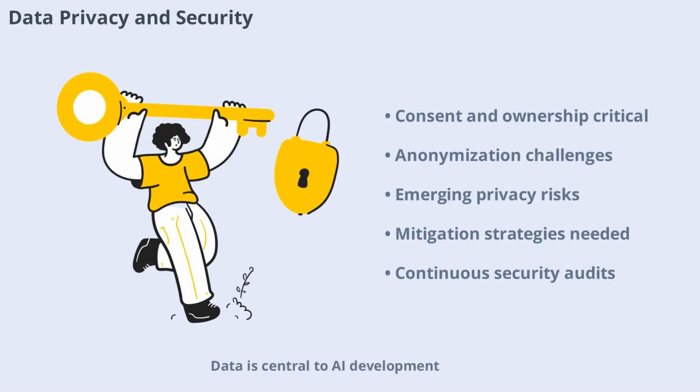Data is central to AI development, intersecting with stringent privacy rights and regulations. Consent and data ownership are critical, with frameworks like GDPR and HIPAA mandating patient control. True anonymization is difficult, as images contain identifiable features. Emerging privacy risks require mitigation strategies like federated learning, differential privacy, and continuous security audits to protect patient information.